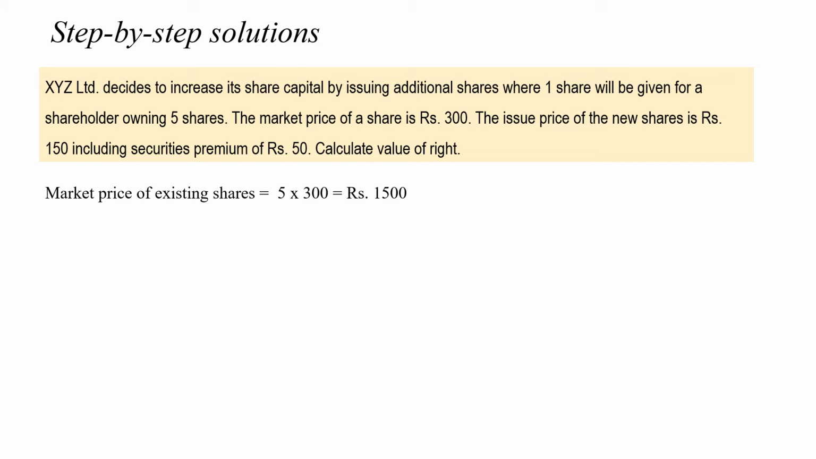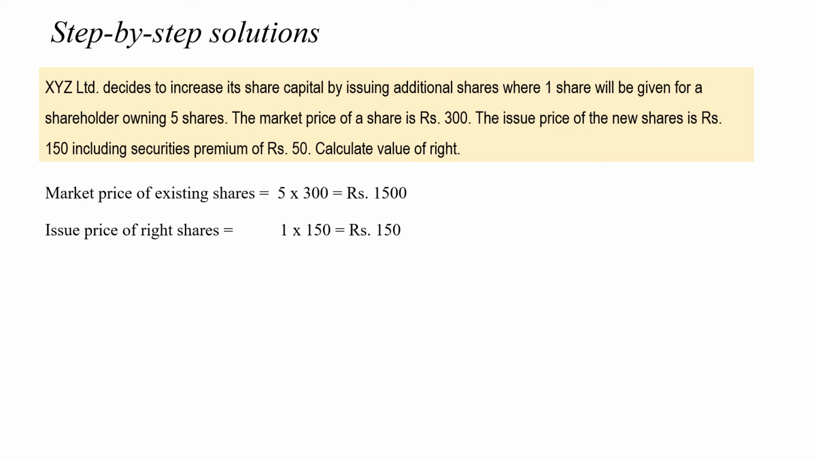So market price of existing shares is calculated by multiplying 5 multiplied by 300, giving you 1500. The issue price of right shares is 1 into 150. That 1 is representative of the proportion at which the share is given. So if you're holding 5 shares, you're given 1. If you're holding 10, you get 2. And in multiples thereof. So the issue price of right shares is 1 multiplied by 150, giving you 150.